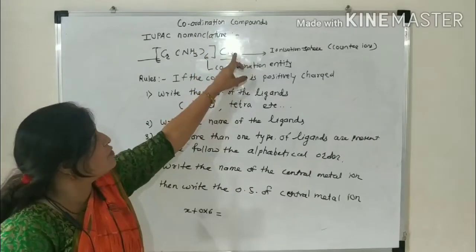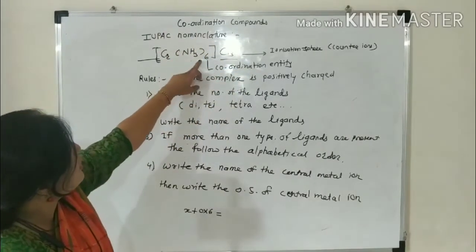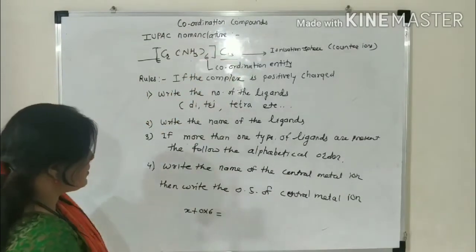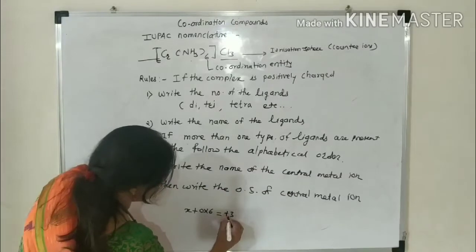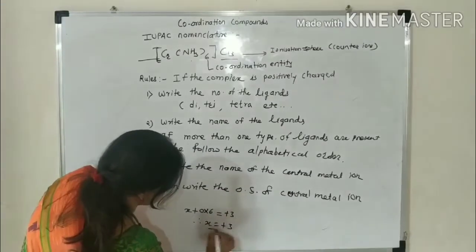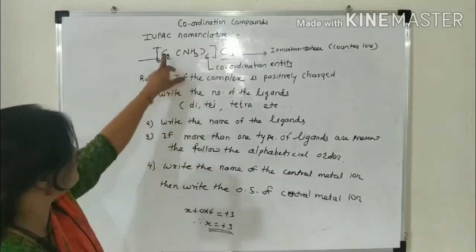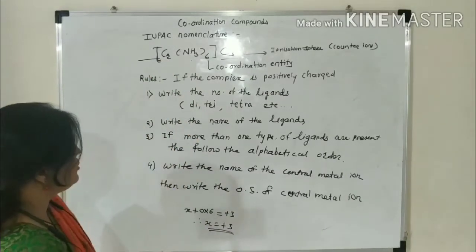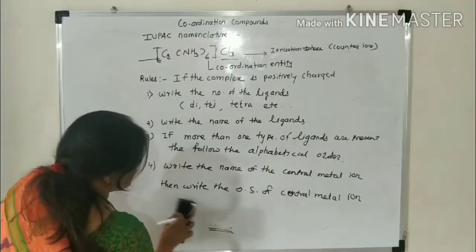That's the opposite magnitude of the charge present on the coordination sphere. That will be +3. Therefore it is equal to +3. Therefore X is equal to +3. Here the oxidation state of the chromium will be 3. Then you can write the name of this compound like this.